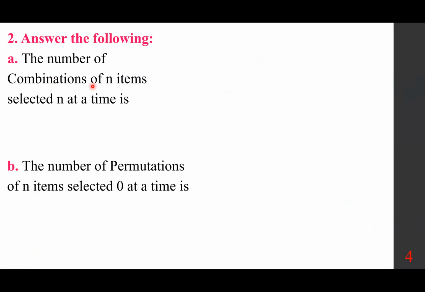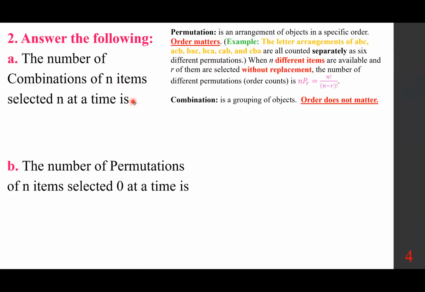The number of combinations of n items selected n at a time is... So first, let's look at the definition of permutation and combination. Permutation is an arrangement of objects in a specific order, which means order matters. Example, the letter arrangements of ABC, we have 6 of those, are all counted separately as 6 different permutations.